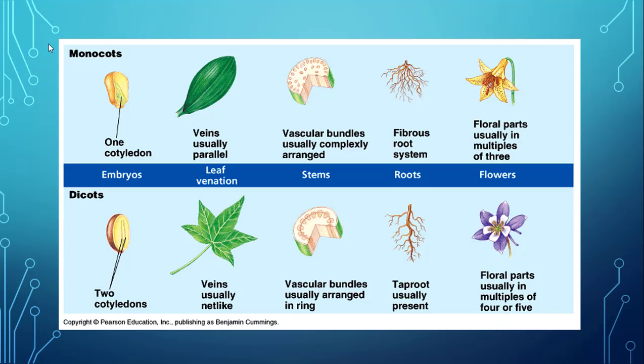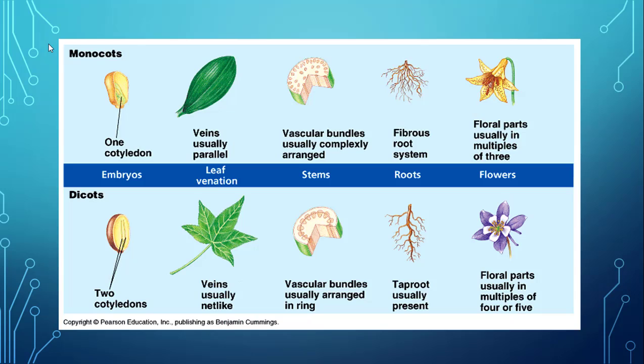And now we will make a comparison between the monocotyledons and dicotyledons. The seed shape or the embryo: first, in monocotyledons, one cotyledon. In leaves, parallel. Flowers, floral parts usually in multiples of 3. The stem shape, the vascular bundles are usually found scattered. The roots, fibrous.